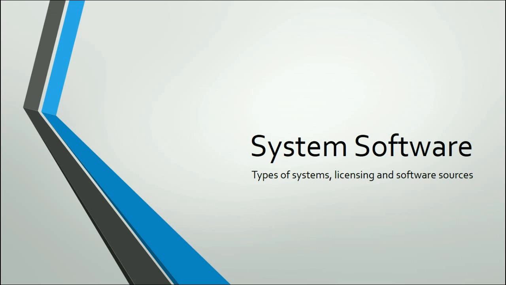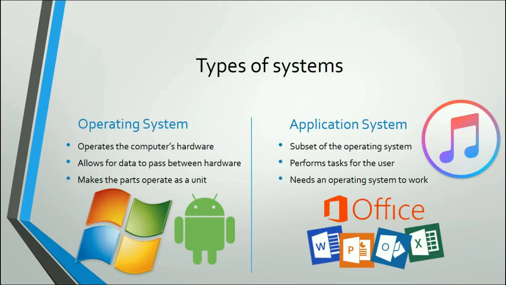I'm your host, Owen Fleming, and in this installment of the series, we will be talking about system software. So if you think you already know about system software, guess again, because we will be covering more than just the basics. We're going to talk about the types of systems, licensing of systems, and our system software sources. So sit back, relax, and enjoy the show.